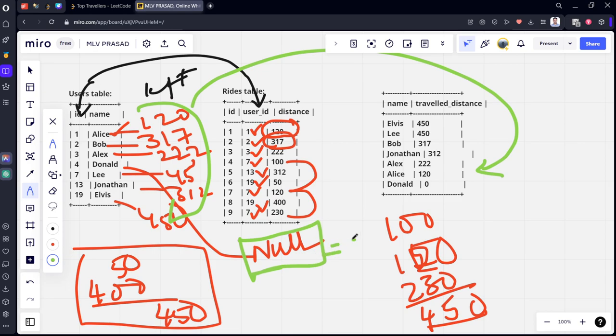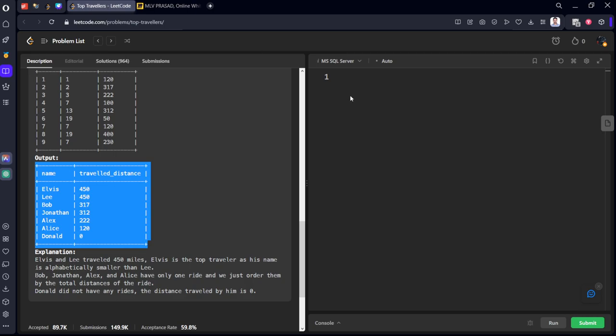So what we need to do is a left join of them, group by this ID, and calculate the sum of distances. If the sum of distance is null, we need to keep it as 0 and submit. Let's write the code for that.